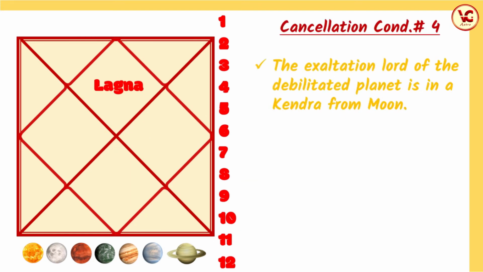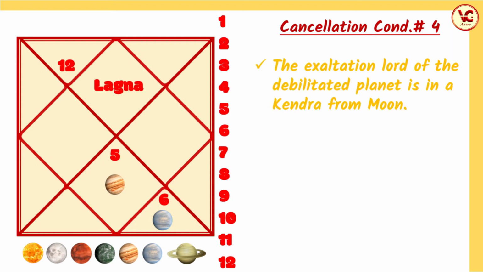Condition number 4. In the previous condition it was in the Kendra from Lagna. Now it is Kendra from Moon. Here Virgo is the sign where Venus is debilitated. Its exaltation sign is Pisces. Its lord is Jupiter.